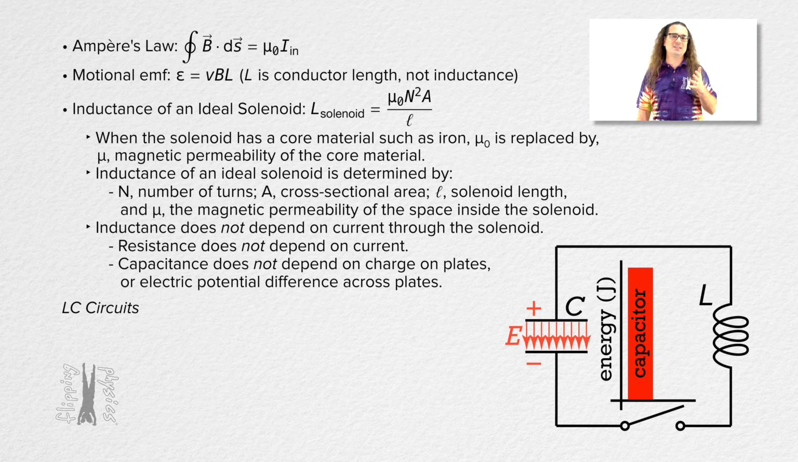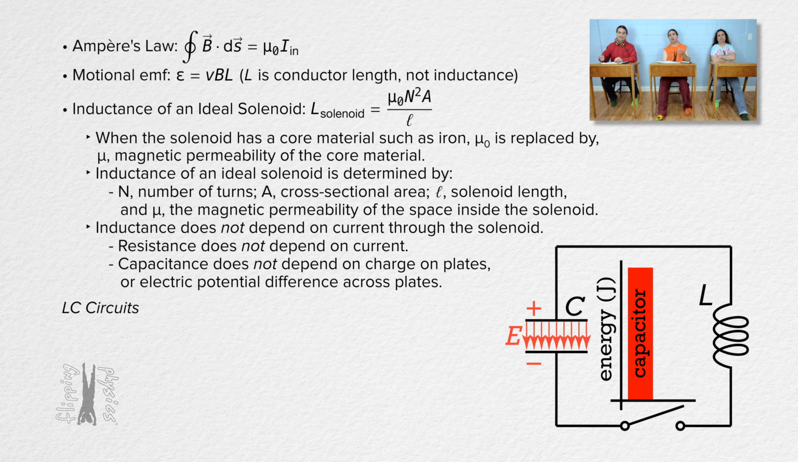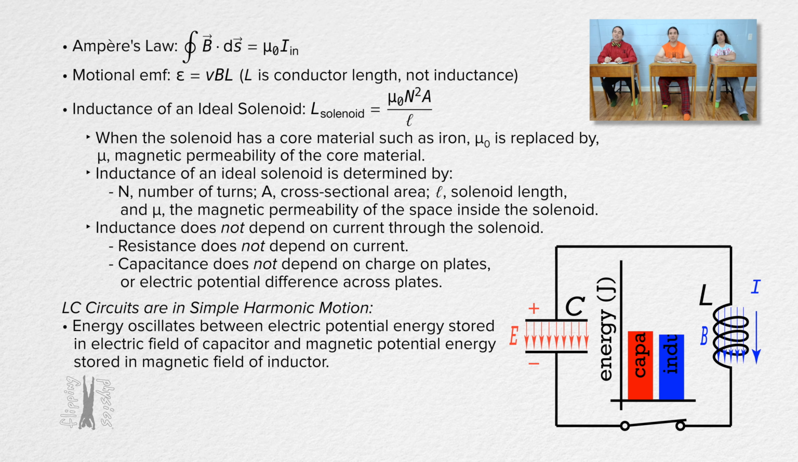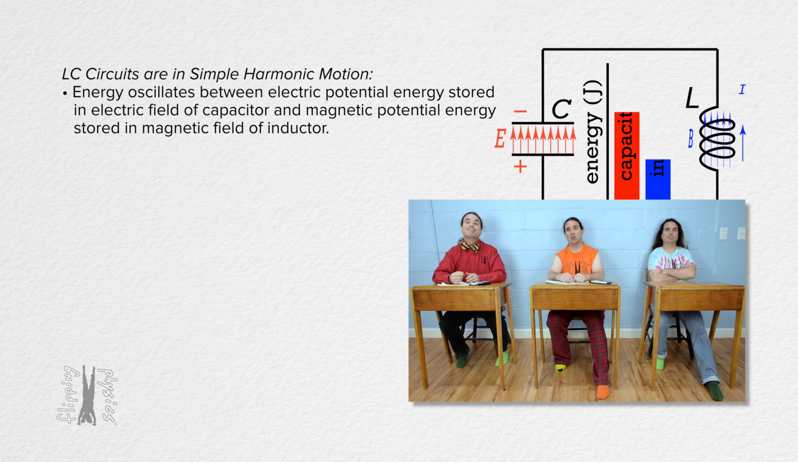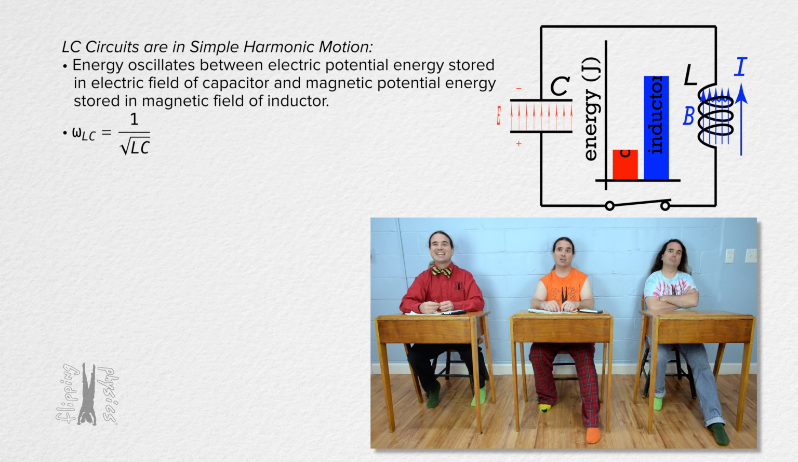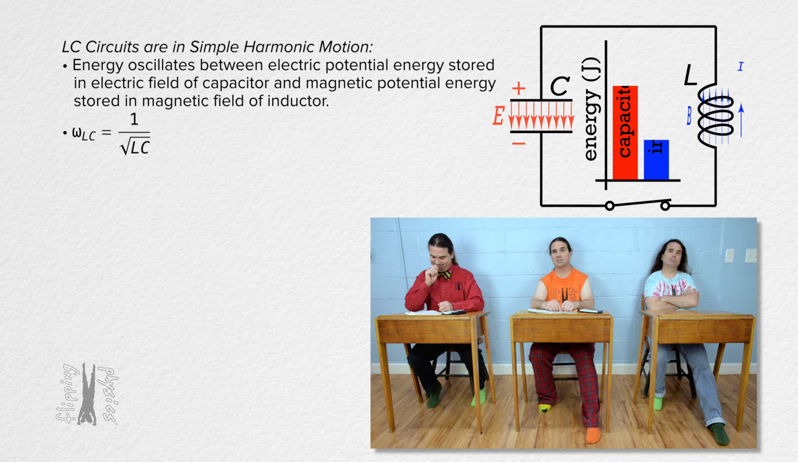And lastly, LC circuits. Bobby, tell me what we need to have memorized about inductor-capacitor circuits. For inductor-capacitor circuits, we need to have memorized that they are in simple harmonic motion. Energy oscillates back and forth between electric potential energy stored in the electric field of the capacitor and magnetic potential energy stored in the magnetic field of the inductor. The angular frequency of an LC circuit equals the multiplicative inverse of the square root of inductance times capacitance.